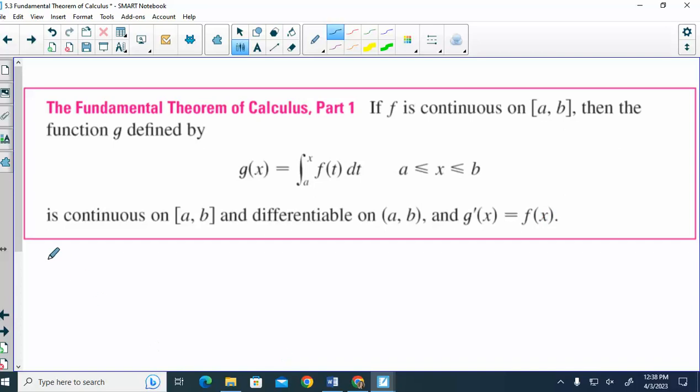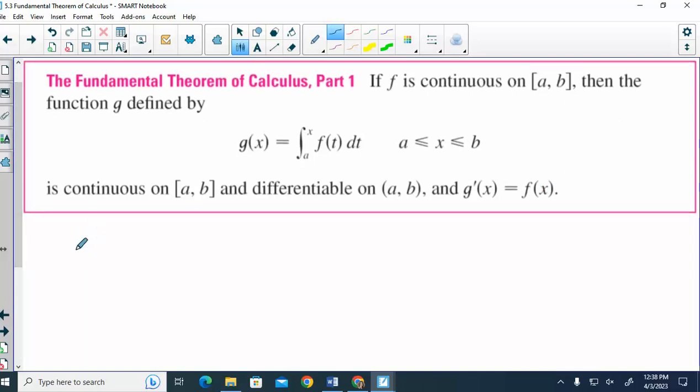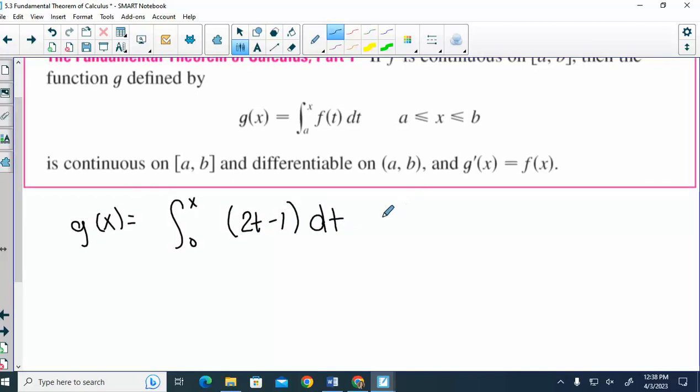Okay, that seems kind of confusing, but let's just do an informal example. So if I said g of x equals the integral from 0 to x of 2t minus 1 dt. If I ask you to integrate this, what is the antiderivative of 2t minus 1?